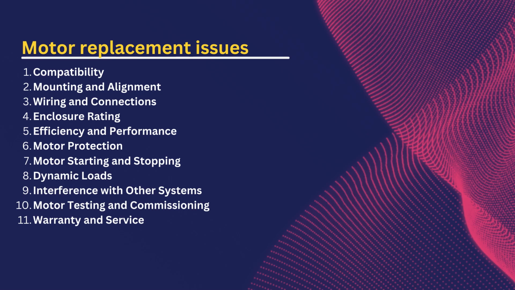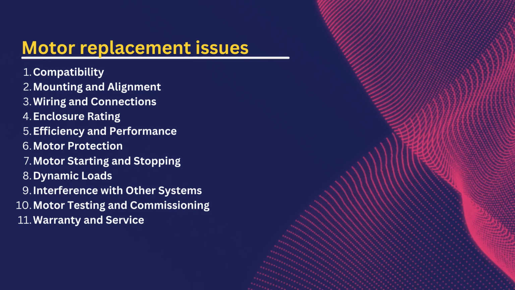Fifth is efficiency and performance. While replacing an older motor with a newer, higher efficiency motor can be beneficial in terms of energy savings, it may be required to adjust the motor control system to drive the optimized performance. Sixth is motor protection. Ensuring that the new motor has proper overload protection and thermal sensors is essential for preventing damage due to overcurrent or overheating.